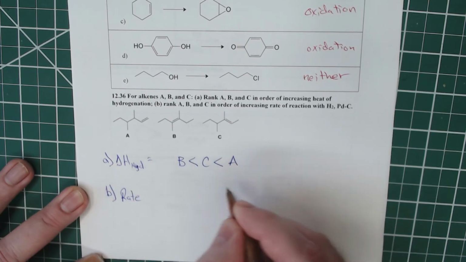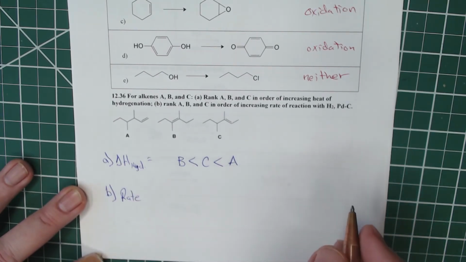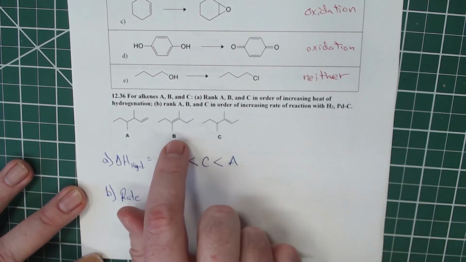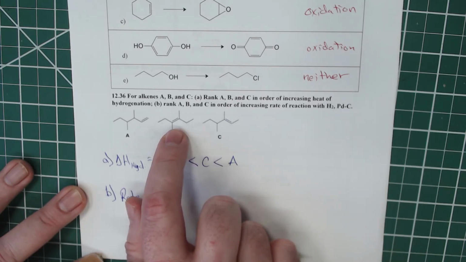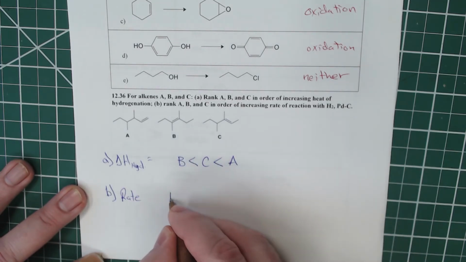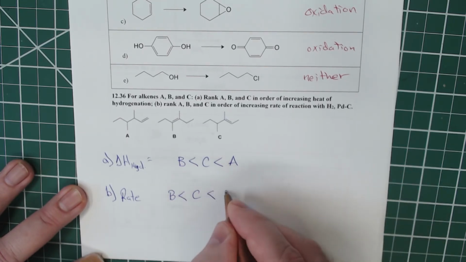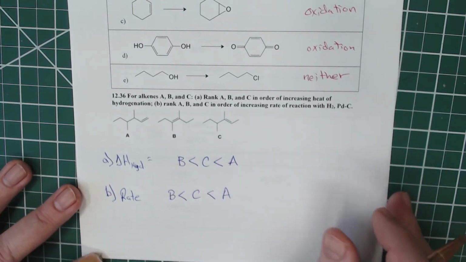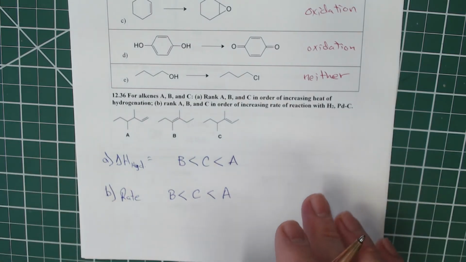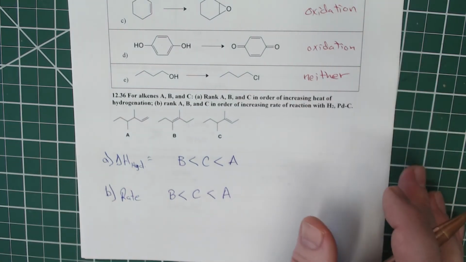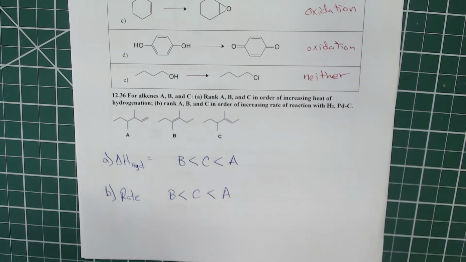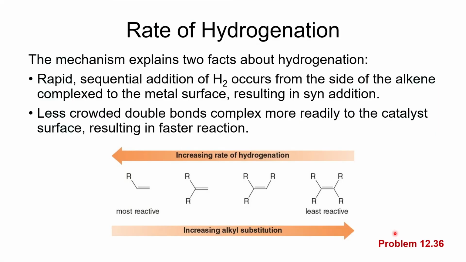So we'll put rate here. Well, this is not particularly interesting because it's going to be the same order. The one that's most substituted is going to be the slowest, so B will be the slowest, C will be faster, and A will be the fastest. But I could ask you either of those questions, and I want you to be able to answer either of those questions.